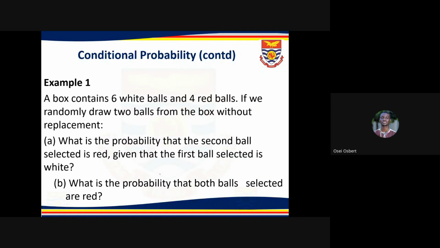Okay, so we want to solve this question. A box contains 6 white balls and 4 red balls. If we randomly draw two balls from the box without replacement, what is the probability that the second ball selected is red, given that the first ball selected is white? Then B, what is the probability that both balls selected are red? So I'll leave you to attempt this one.